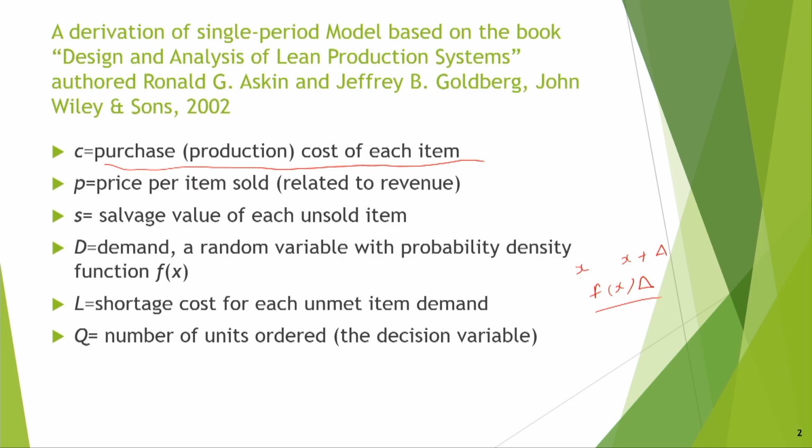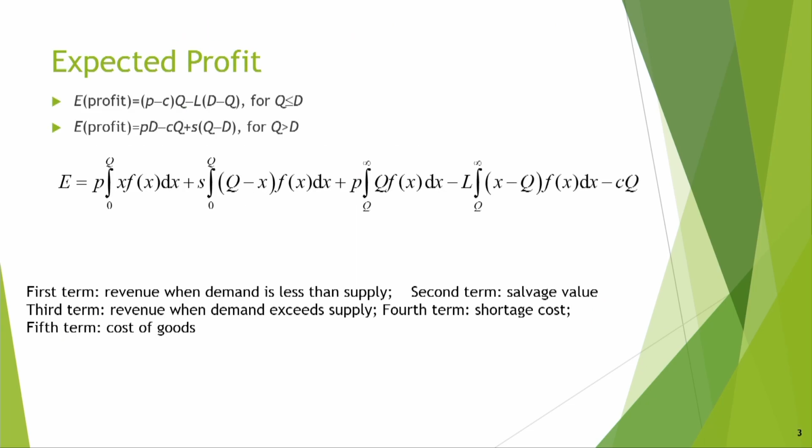In this book L has been written as pi, but I have used the symbol L because generally in engineering we know that pi is the ratio of circumference to diameter of a circle. So, therefore, we have not used the pi term here.